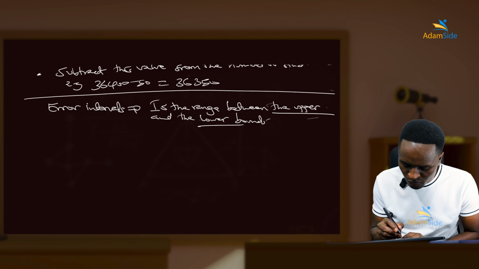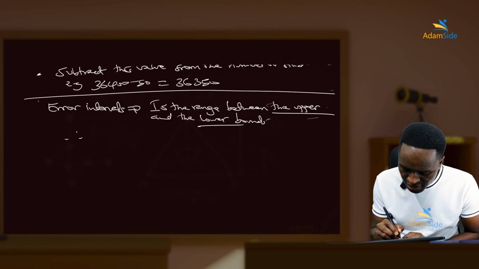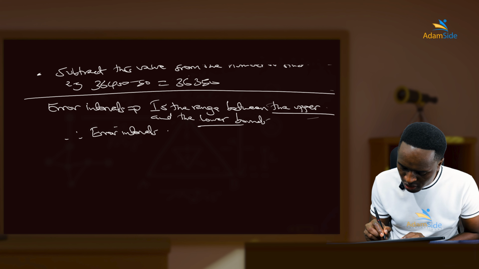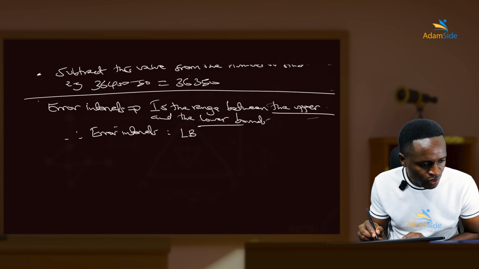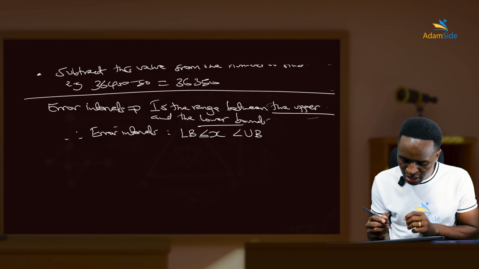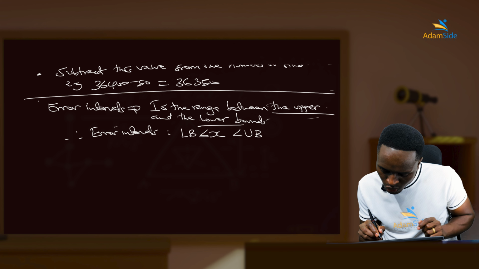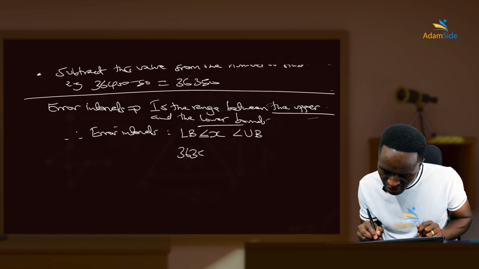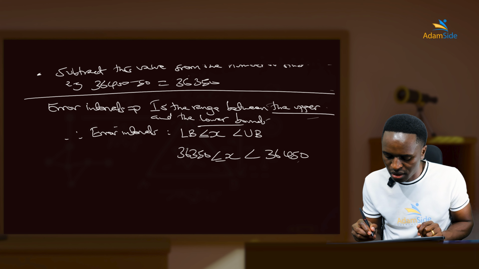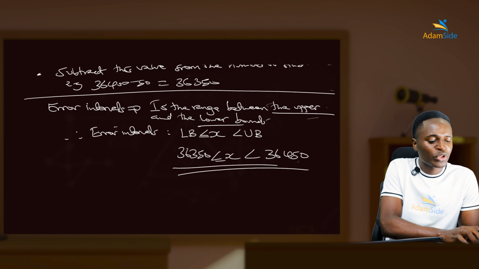So the error interval is equal to LB less than or equal to x, which is less than UB. Now your answer here: we know the lower bound is 36,350 less than or equal to x, and x is less than 36,450. This is our answer, and that's what you need to do.